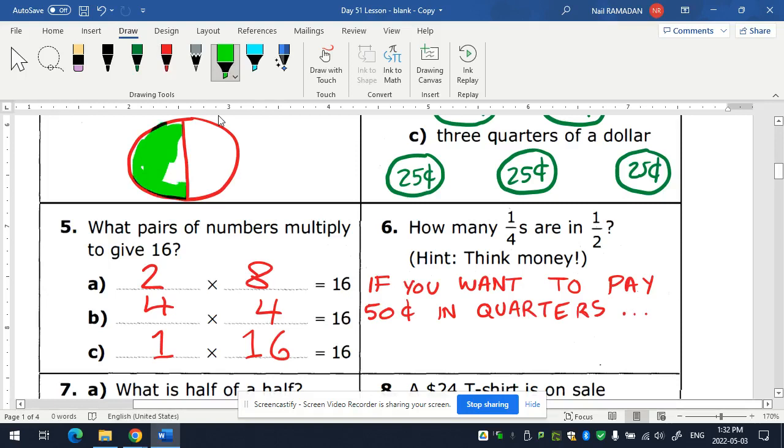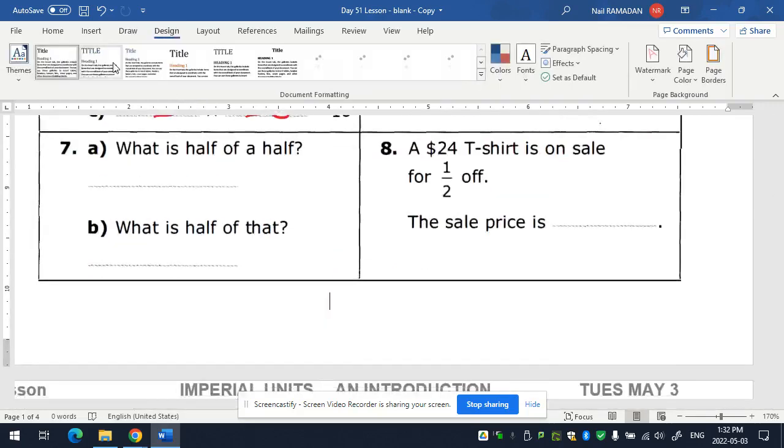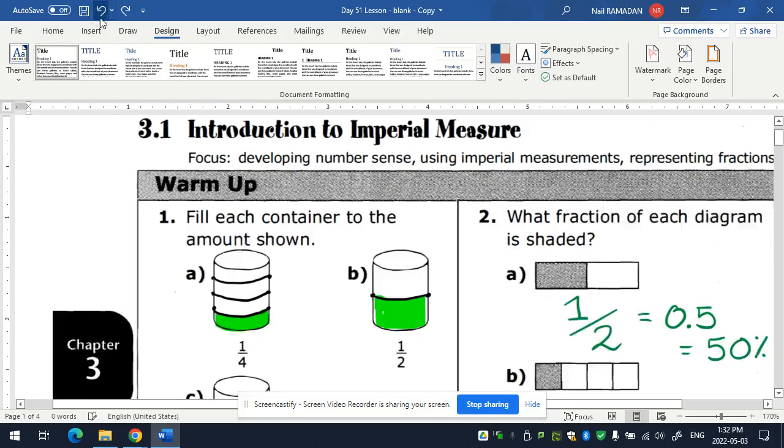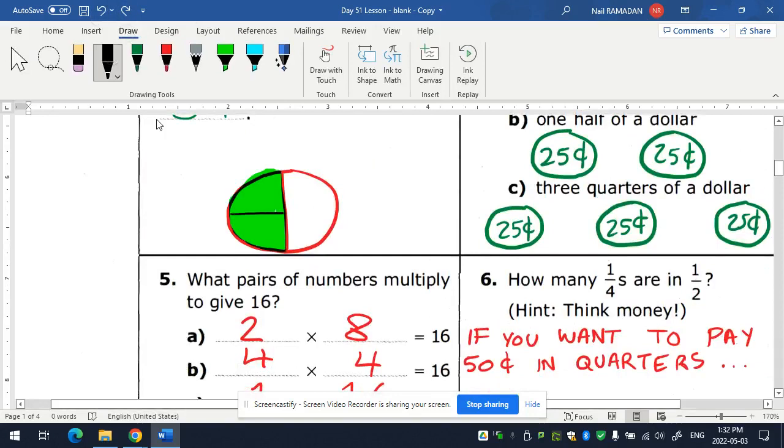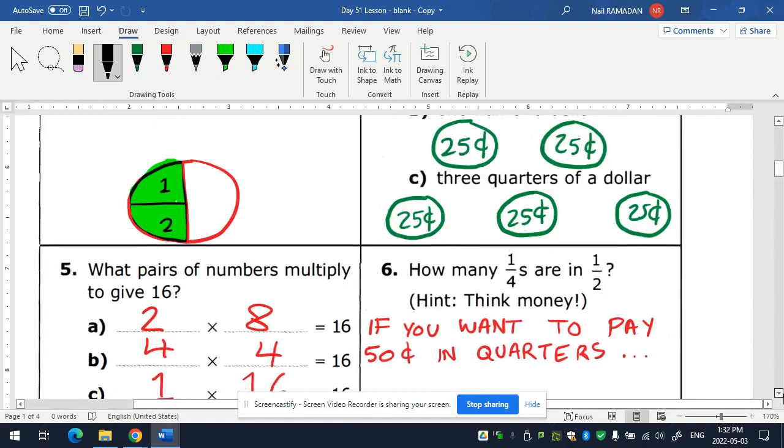Look at the green part, everyone. How many? Okay, we have one half. But how many pieces of a quarter size can we split this into? Two. Exactly. There we go. Two. That's the whole idea. One and two. Obviously, another way to think about this is to think in money.